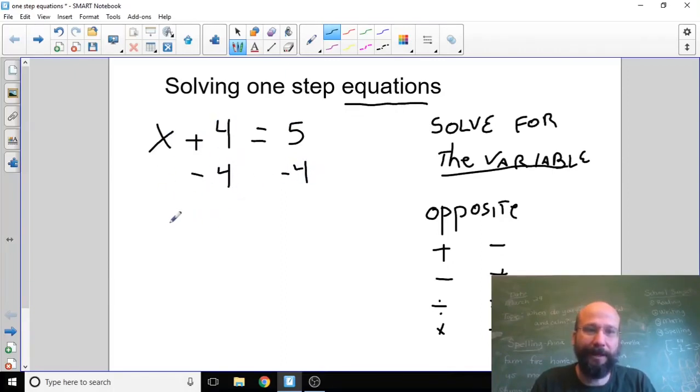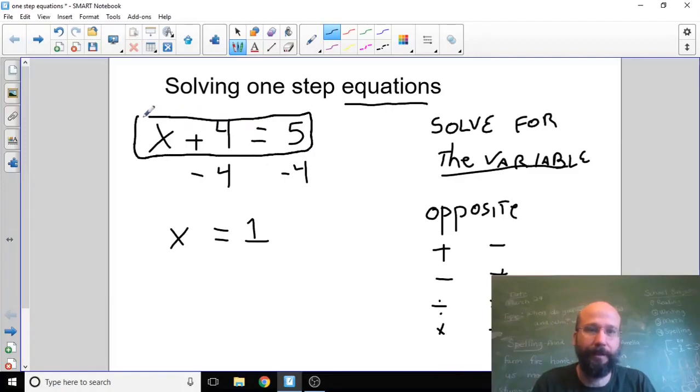4 minus 4 is 0, x comes down. This is 0, so we don't have to write a 0, and then 5 minus 4 is 1. So x equals 1. We could go back to our original problem and check our answer. So we could check by putting this 1 here where the x is, substituting 1 for x, and see if the equation is true. Does 1 plus 4 equal 5? And 1 plus 4 is 5. 5 equals 5.